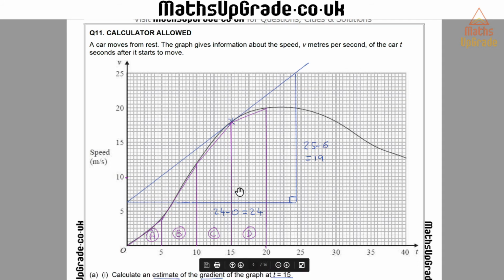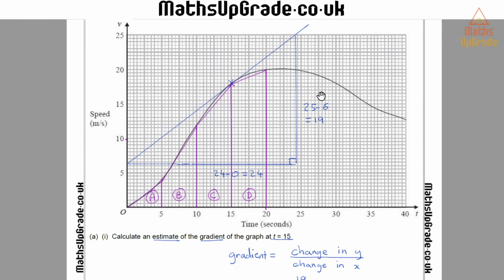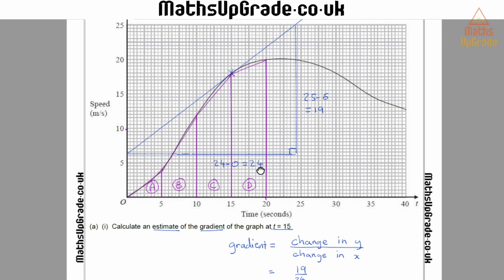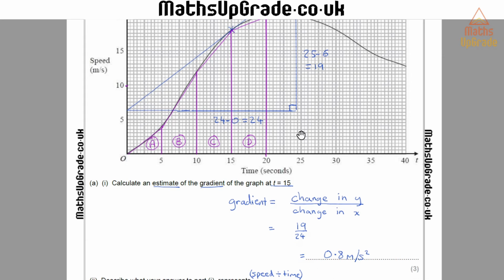Quite simply, at the point t equals 15, you draw a straight line which just touches the graph at that point. Then you draw a right angle triangle at any point on that line, measure the y distance, measure the x distance, read off the values, and divide them through. The way I've drawn it, the gradient would be 19, which is the y distance, divided by 24, which is the x distance, and with the calculator that gives you 0.8 meters per second squared.